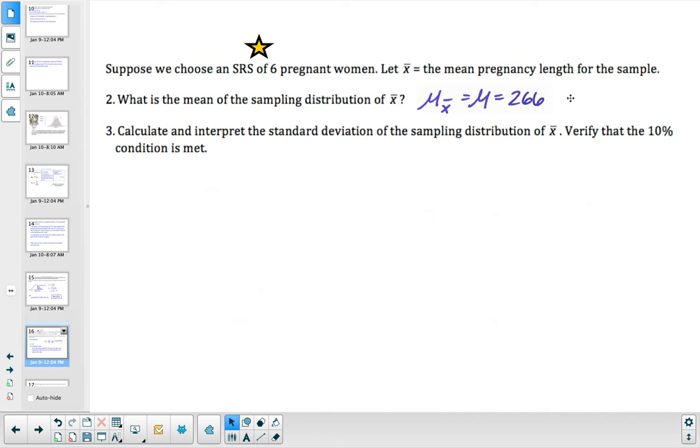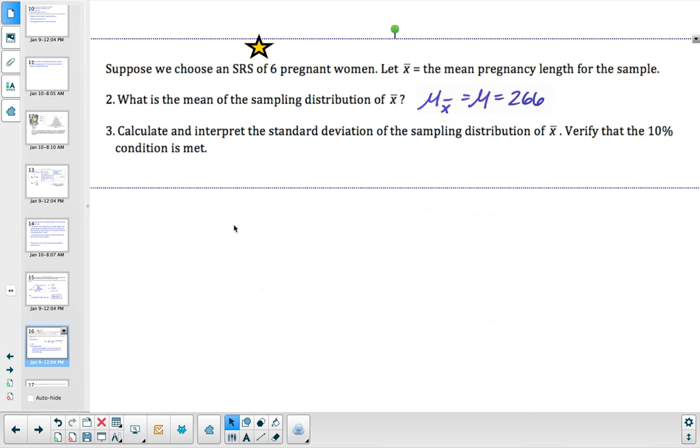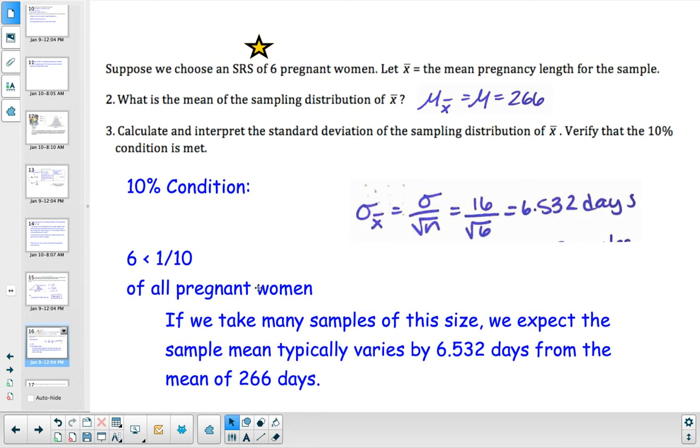What's going to be different, though, is the standard deviation. The sampling distribution is going to have less variability. Now, it passes the 10% condition because 6 is less than 10% of all pregnant women, sufficiently small. We don't know how big the population is, but it must be large enough.